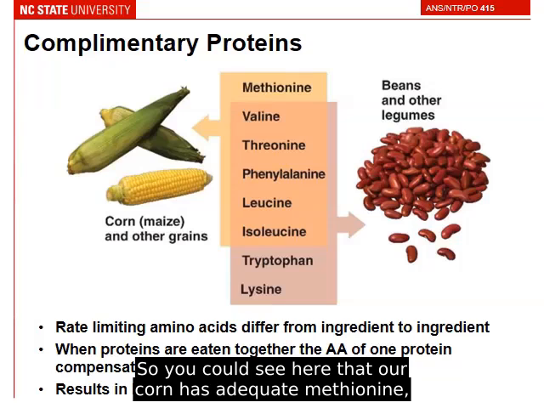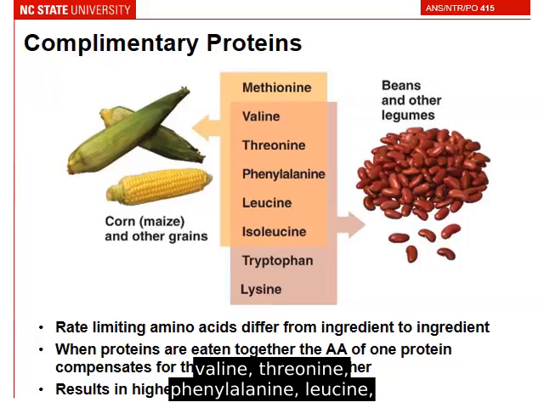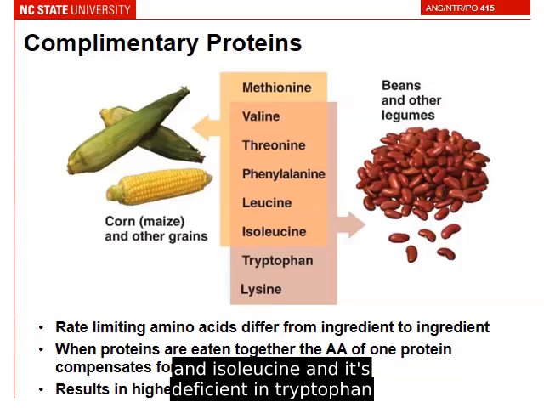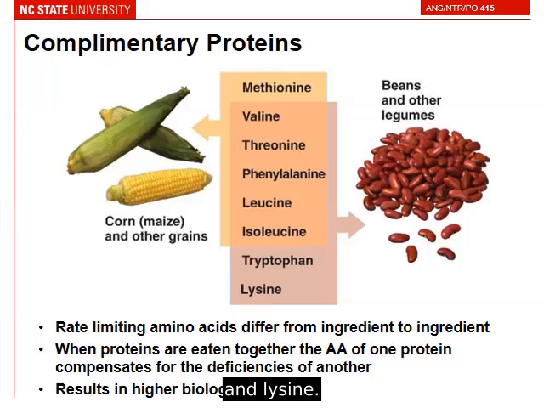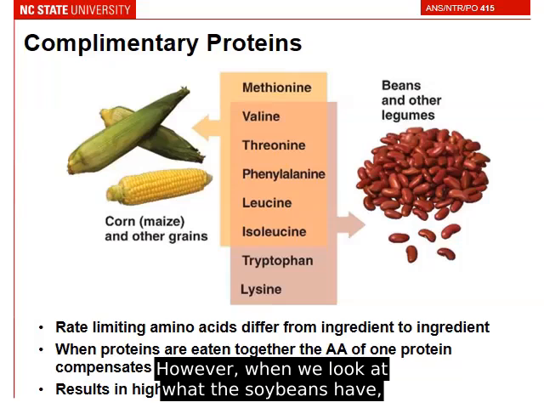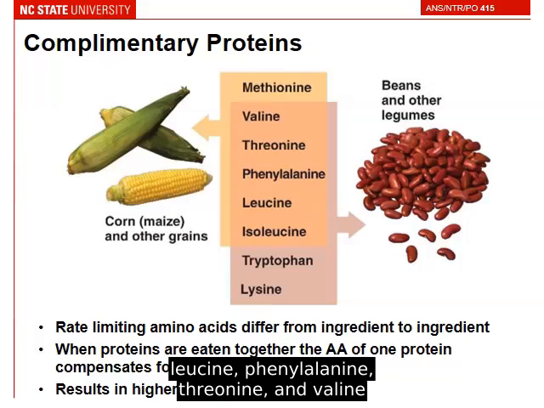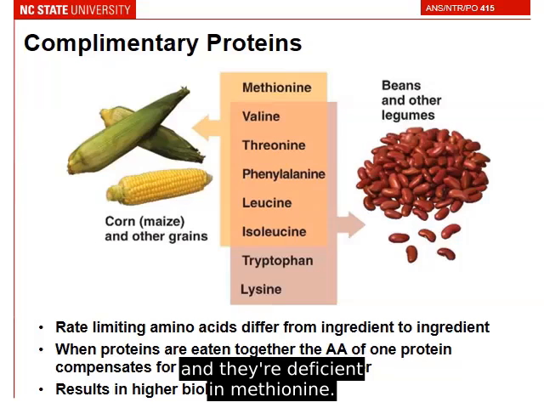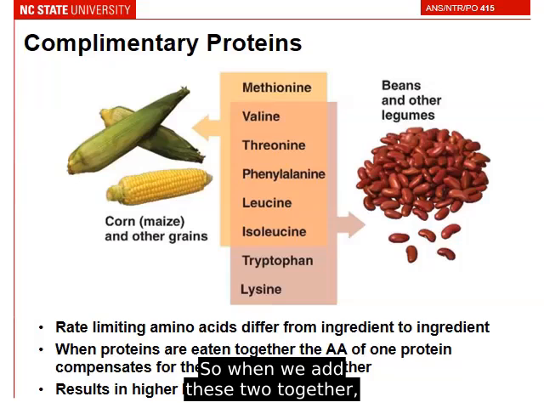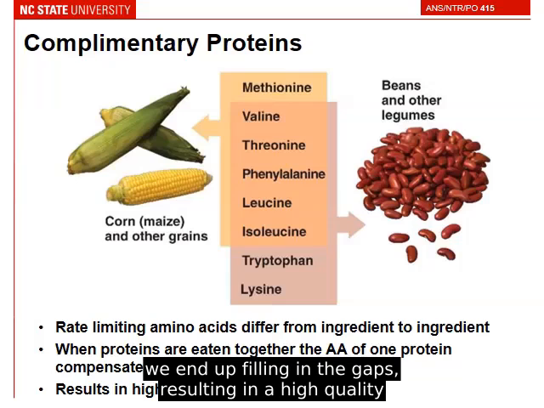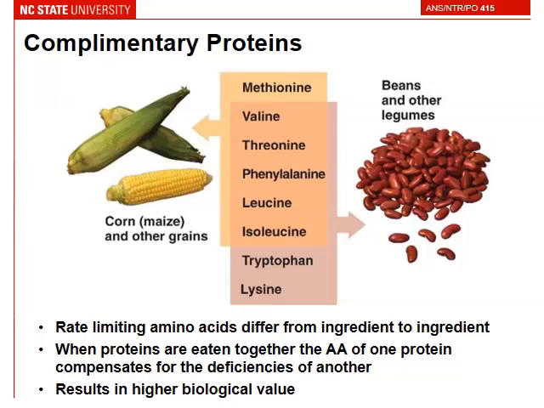So you can see here that our corn has adequate methionine, valine, threonine, phenylalanine, leucine, and isoleucine, and it's deficient in tryptophan and lysine. However, when we look at what the soybeans have, they have adequate lysine, tryptophan, isoleucine, leucine, phenylalanine, threonine, and valine, and they're deficient in methionine. So when we add these two together, we end up filling in the gaps, resulting in a high quality feed.